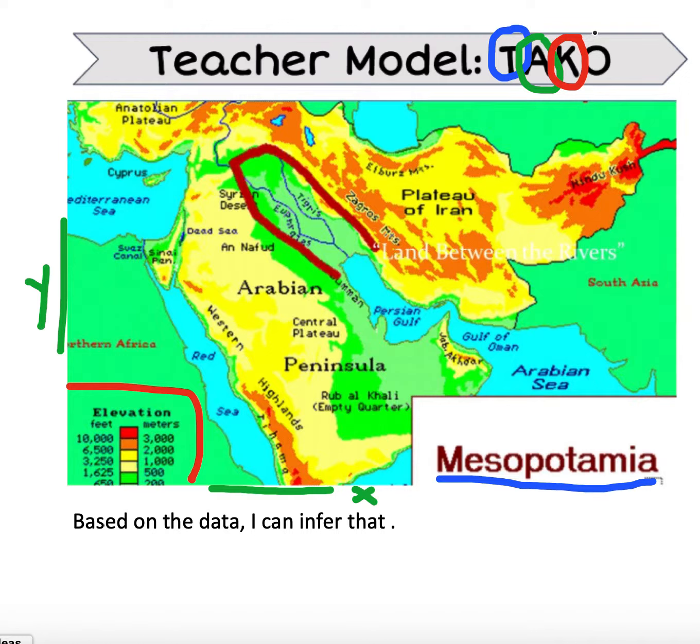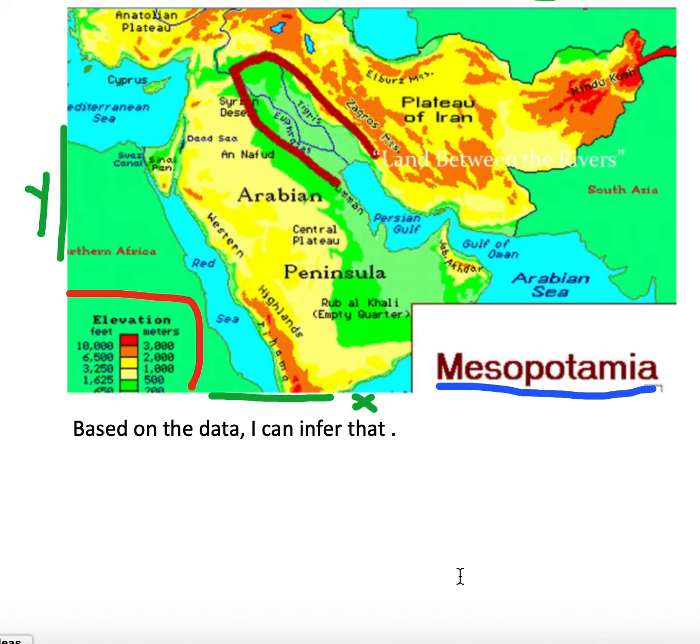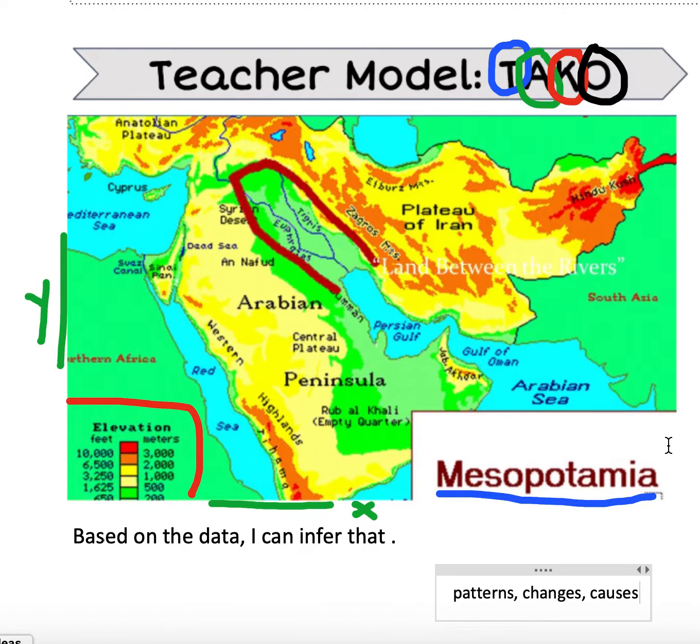The last letter, O, stands for observe. So this is where we will actually look at the map and the data in front of us. I specifically want us to pay attention to some patterns that we may notice, some changes, or maybe some causes, and think about the causes that could be the reason why we see some of the patterns and the changes. That will help us when we are trying to write our claims at the end. So let's actually take a look at this specific map.